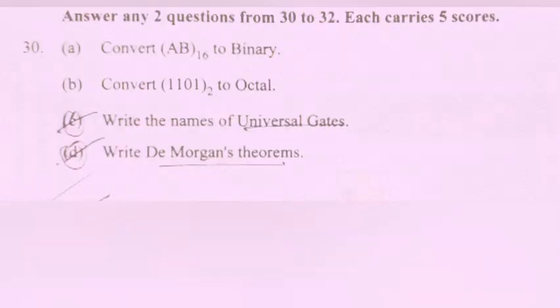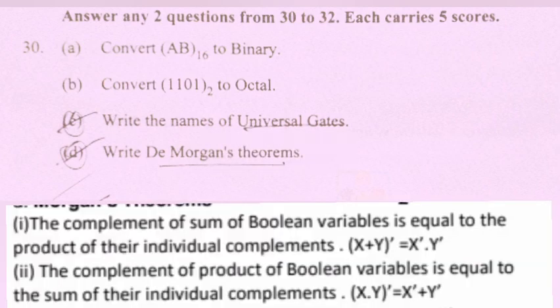30. A. Convert AB base 16 to binary. B. Convert 1101 base 2 to octal. C. Write the names of universal gates. Answer: NAND and NOR. D. Write De Morgan's theorems. Answer: 1. The complement of sum of Boolean variables is equal to the product of their individual complements. 2. The complement of product of Boolean variables is equal to the sum of their individual complements.